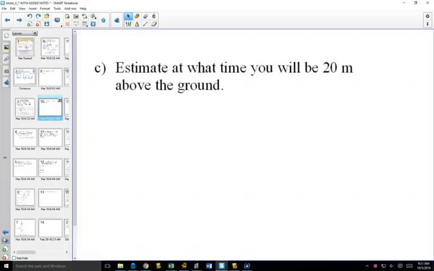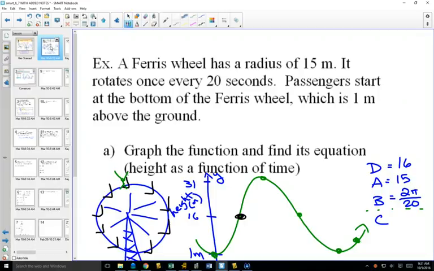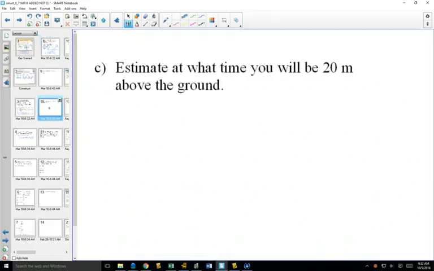For part C, estimate what time you'll be 20 meters above the ground. So now we're asking this question. 20 would be here. Well, there'd be one time there and one time there. Somewhere just after 5 and somewhere just before 15. So what are your estimates going to be? 6. And if it's 6, which is 1 away from 5, our other estimate should be 14, because that's 1 away from 15, because our sine graph is symmetrical.